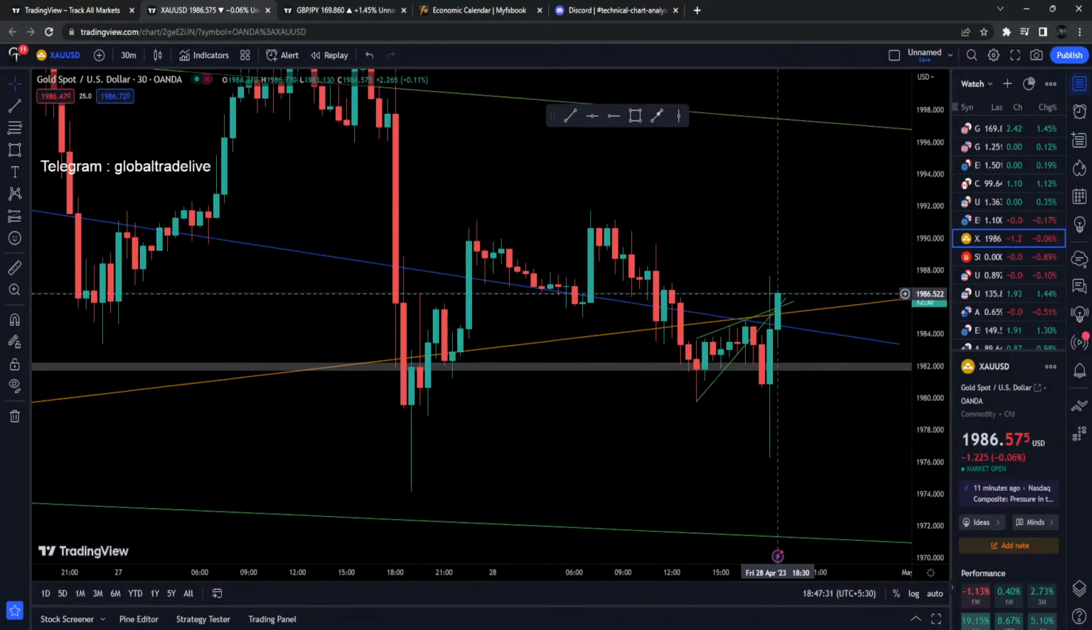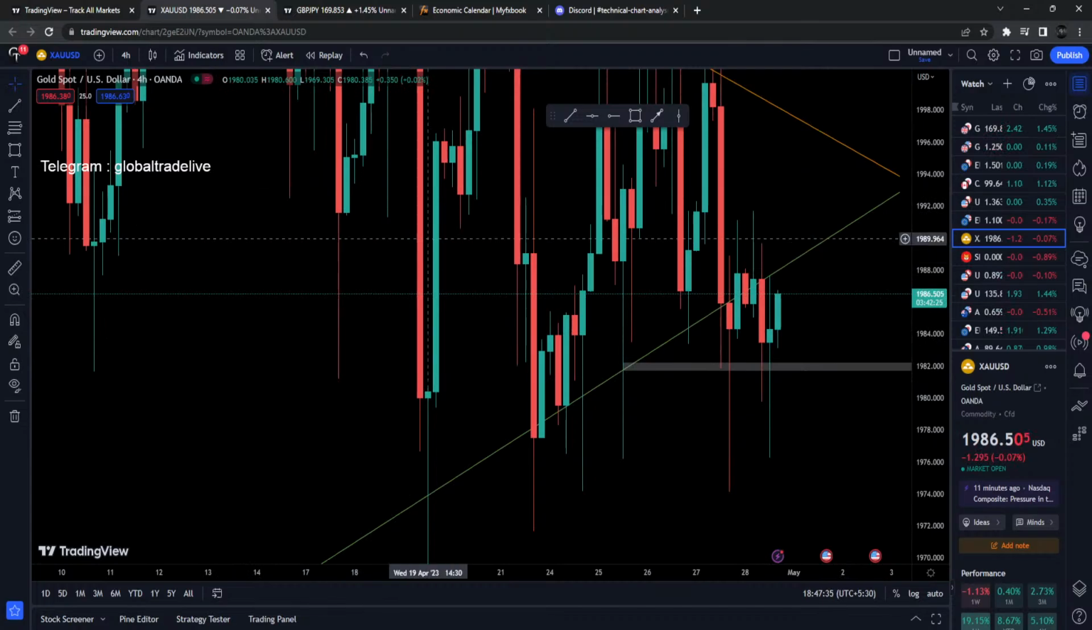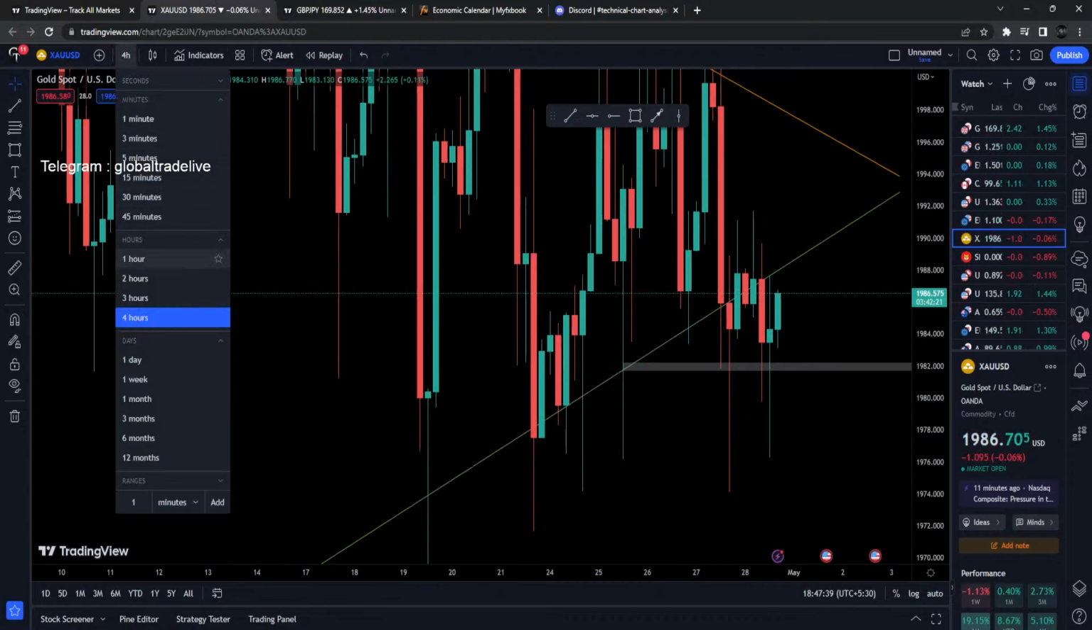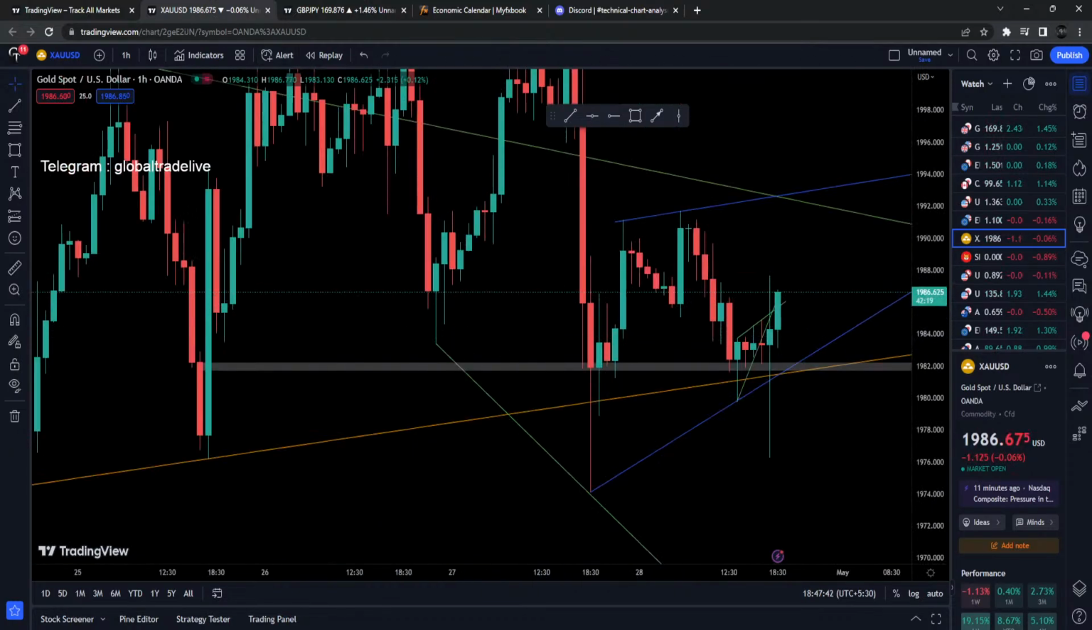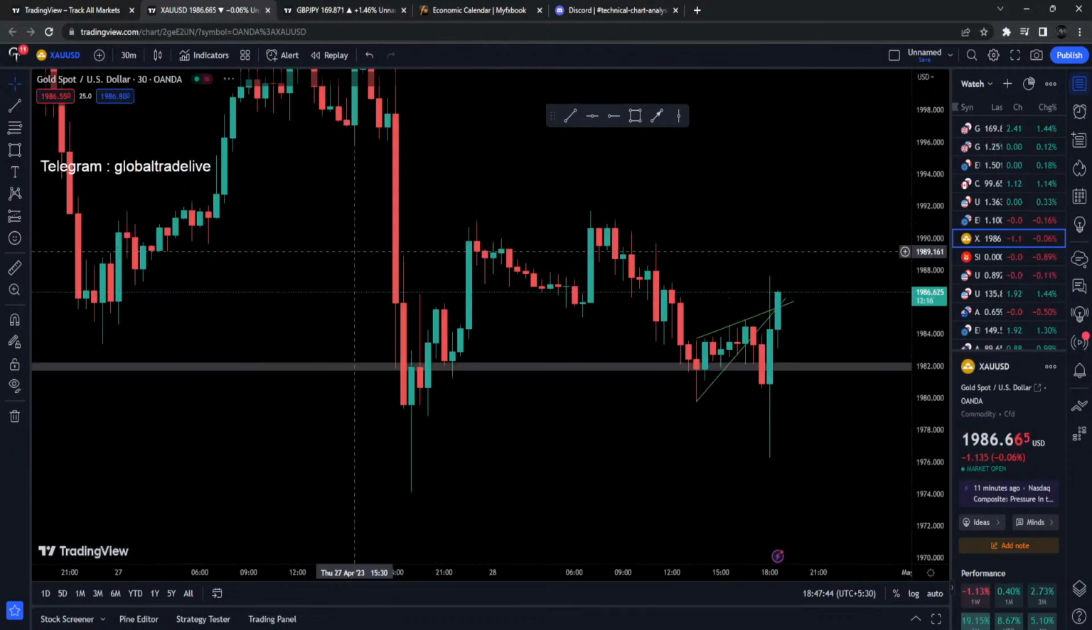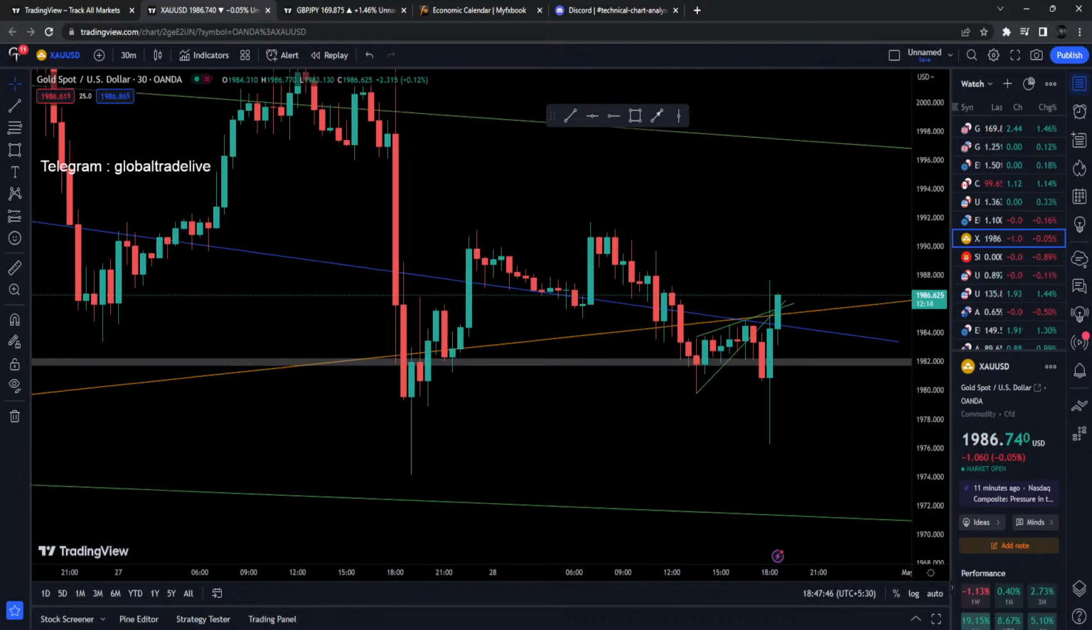Gold is pushing the price up, but 4 hours still looks like it can possibly reject the higher prices. So I'm gonna just look at the 30-minute now.